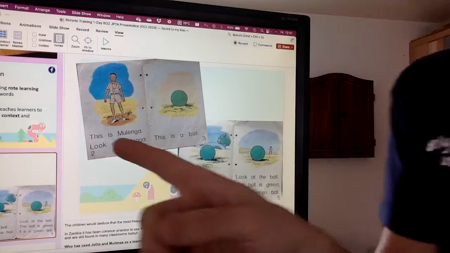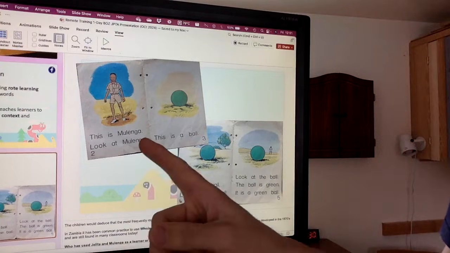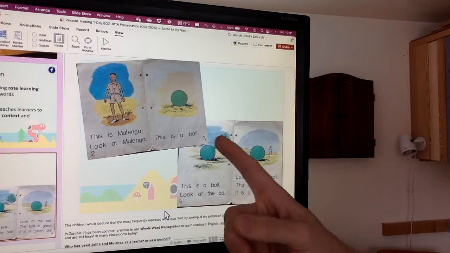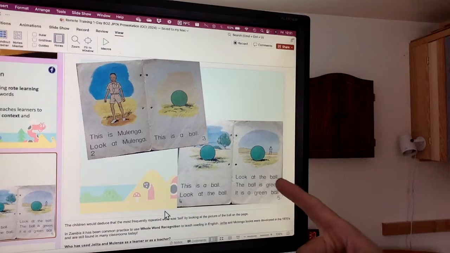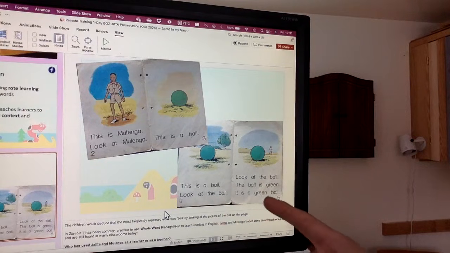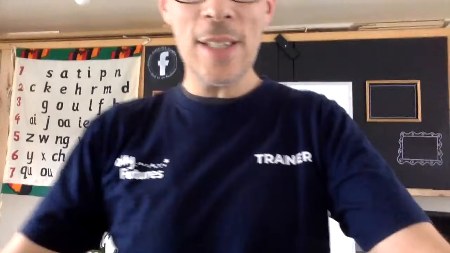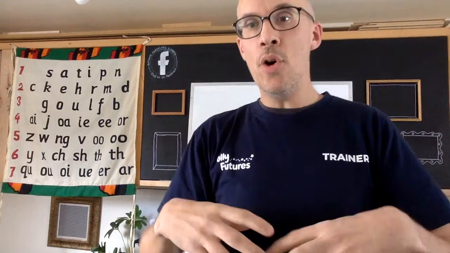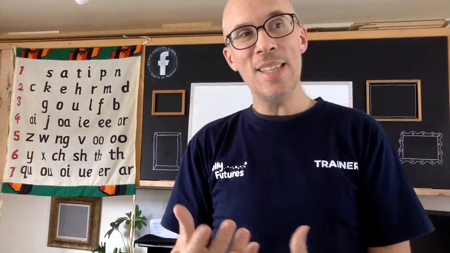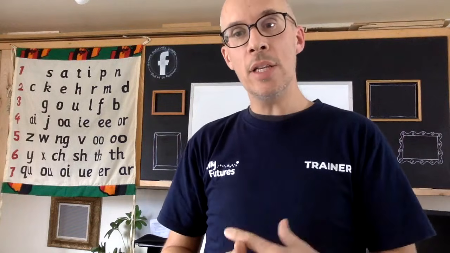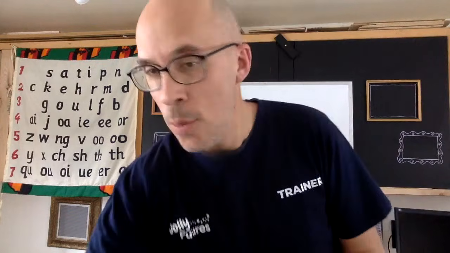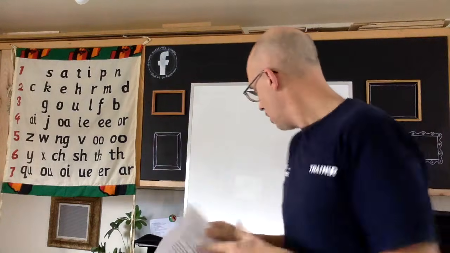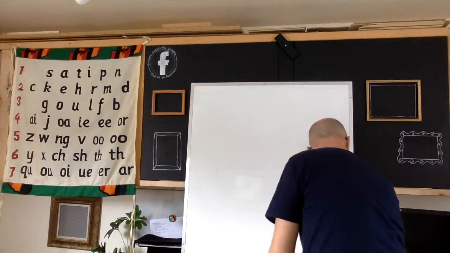But it says this. This is Malenga. Look at Malenga. This is a ball. Then you turn the page and it says, this is a ball. Look at the ball. Look at the ball. The ball is green. It is a green ball. So the Jolita and Malenga books were a classic example of stories where you're repeating the same language, and it's not necessarily words that children can read, but you're expecting children to memorize those words instead. We've seen this with teachers where they'll hold up a word and it might say something like this.